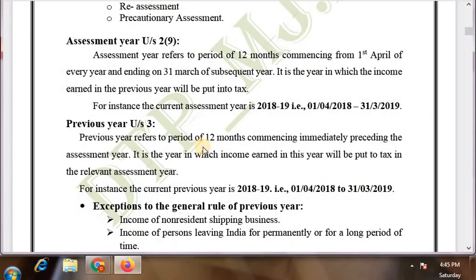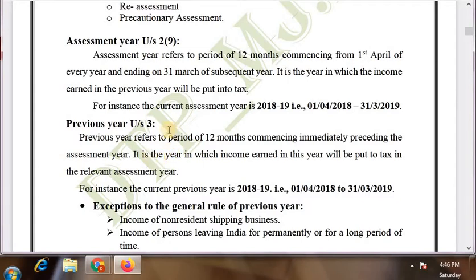We have assessment year under section 2(9). Assessment year refers to a period of 12 months commencing from 1st of April of every year and ending on 31st of March of the subsequent year. It is the year in which the income earned in the previous year will be put to tax. For instance, the current assessment year is 2021-22, and the previous year will be 2020-21.